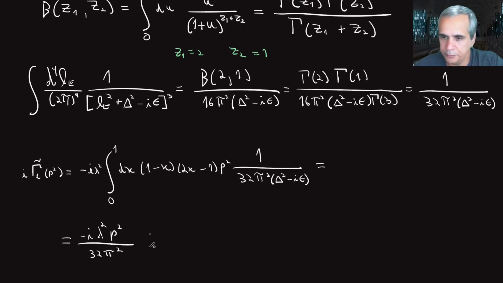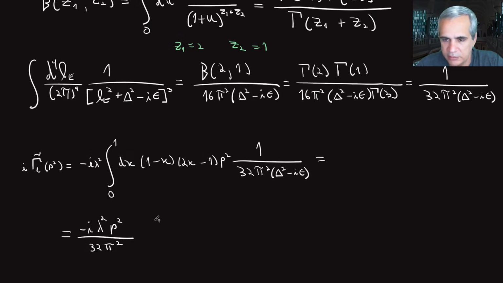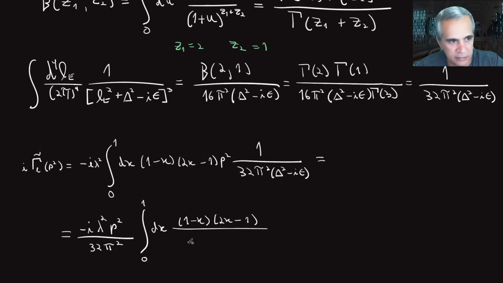And the integral over x will now have these two terms, 1 minus x, 2x minus 1, and then this denominator. Remember that delta squared is a function of x, which I'll write explicitly now. It's m squared minus x times 1 minus x times p squared, minus i epsilon.